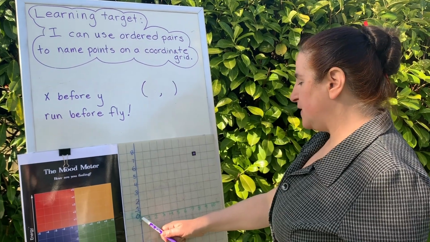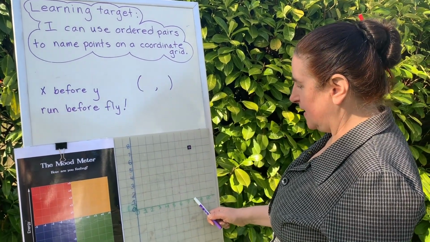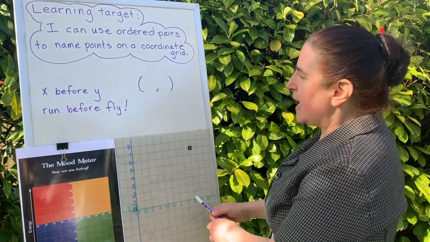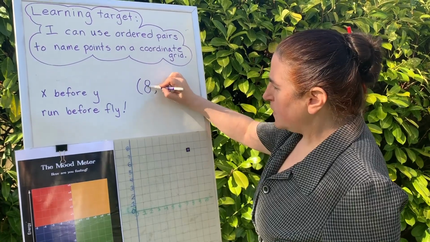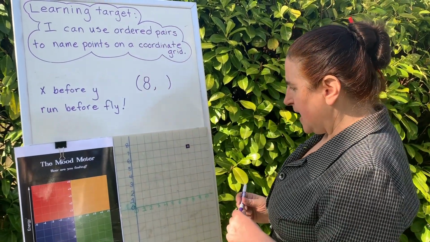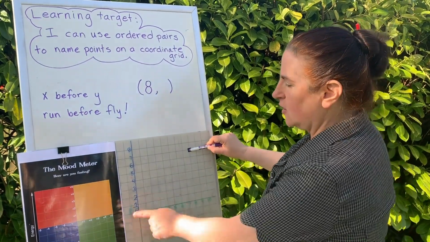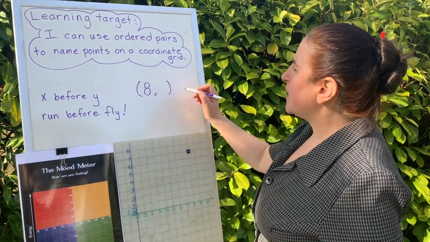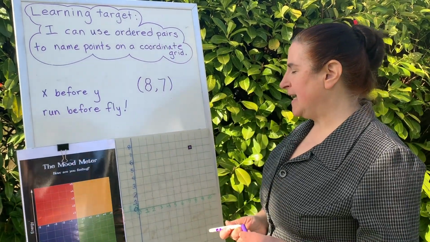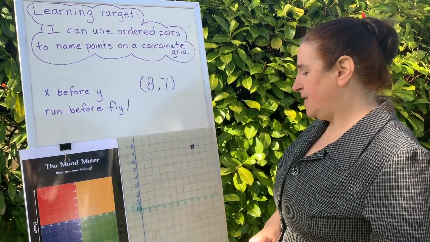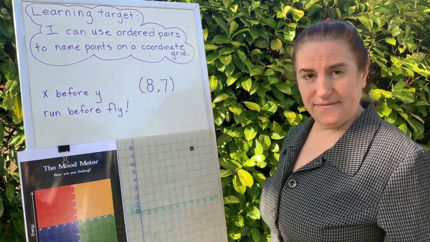So we find out that going along the x-axis to the 8, we're right under the purple star, and we write 8 before we write how far we go on the y. And how far up do we go? We go up 7 along the y-axis. So the ordered pair for the location of the purple star is 8, 7. And that means 8 along the x and 7 up the y.